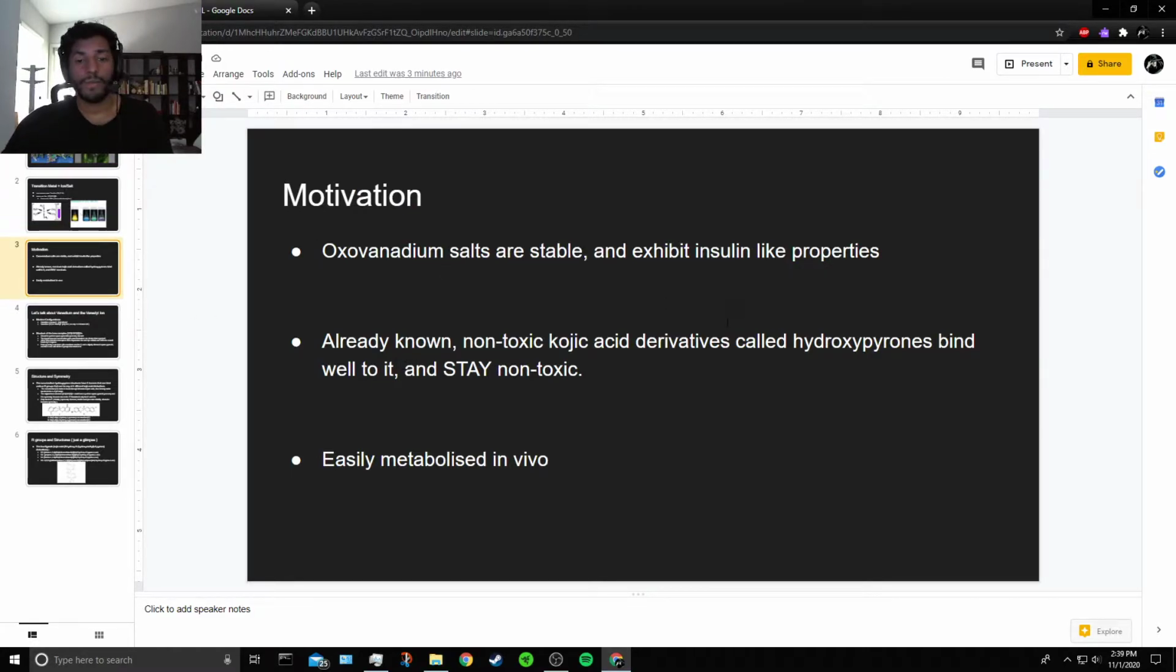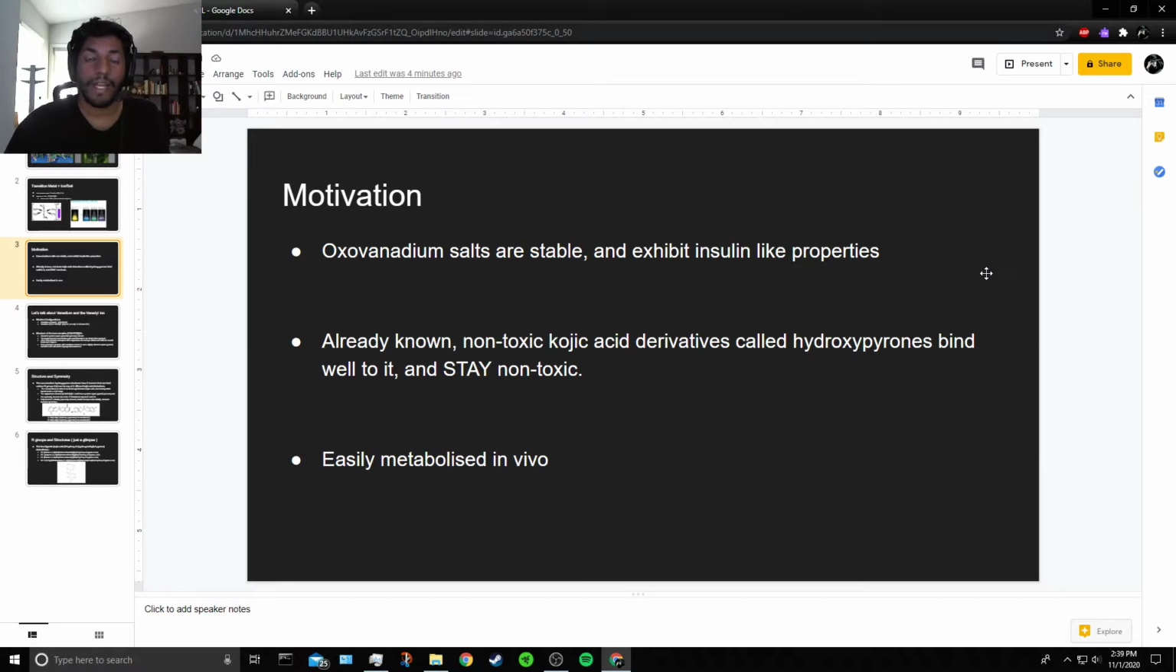So why do we care? Well, oxovanadium salts tend to be really stable, which is why those crystals exist in the first place, and they don't just explode or something. Combined with kojic acid derivatives called hydroxypyrones, they're able to exhibit insulin-like properties. These hydroxypyrones are extracted from plants and fungi and already exist in stable forms, but when they're combined with vanadium and inserted in vivo, we're able to break down blood glucose.